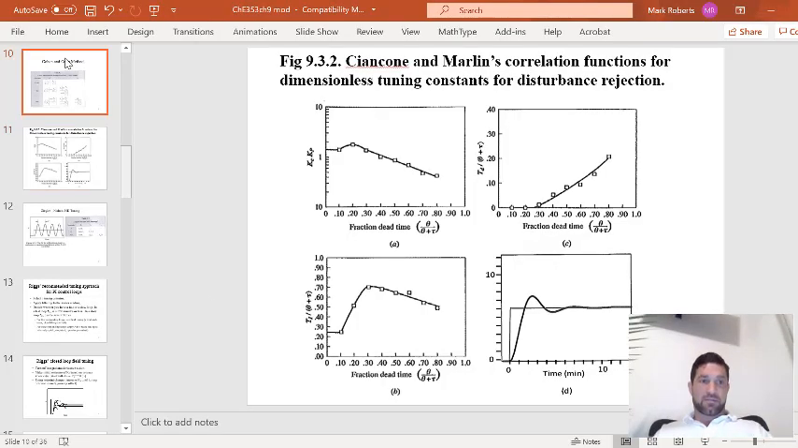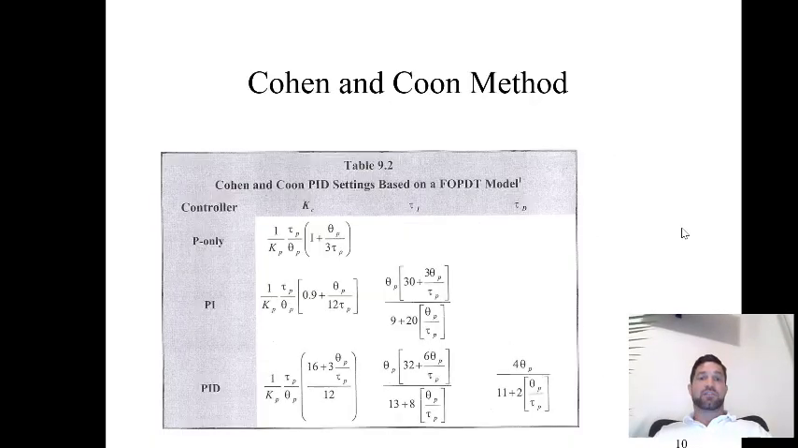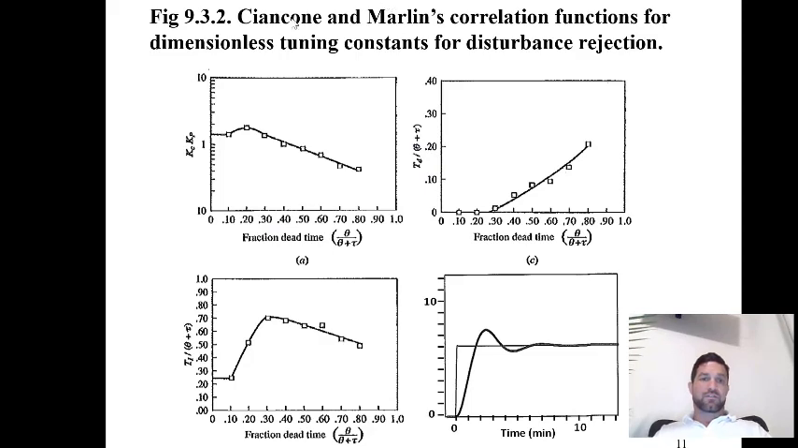So if I come back to my slide presentation, I can look here. To calculate Kc and tau I, I'm going to use the second row. Okay, so to calculate Kc, I'm just going to plug those values, Kp, tau p, theta p, into this equation, and that's going to give me Kc, and I'm going to do the same for tau I. Okay, for this Cohen-Coon method, I'm just going to calculate Kc and tau I using these correlation plots.